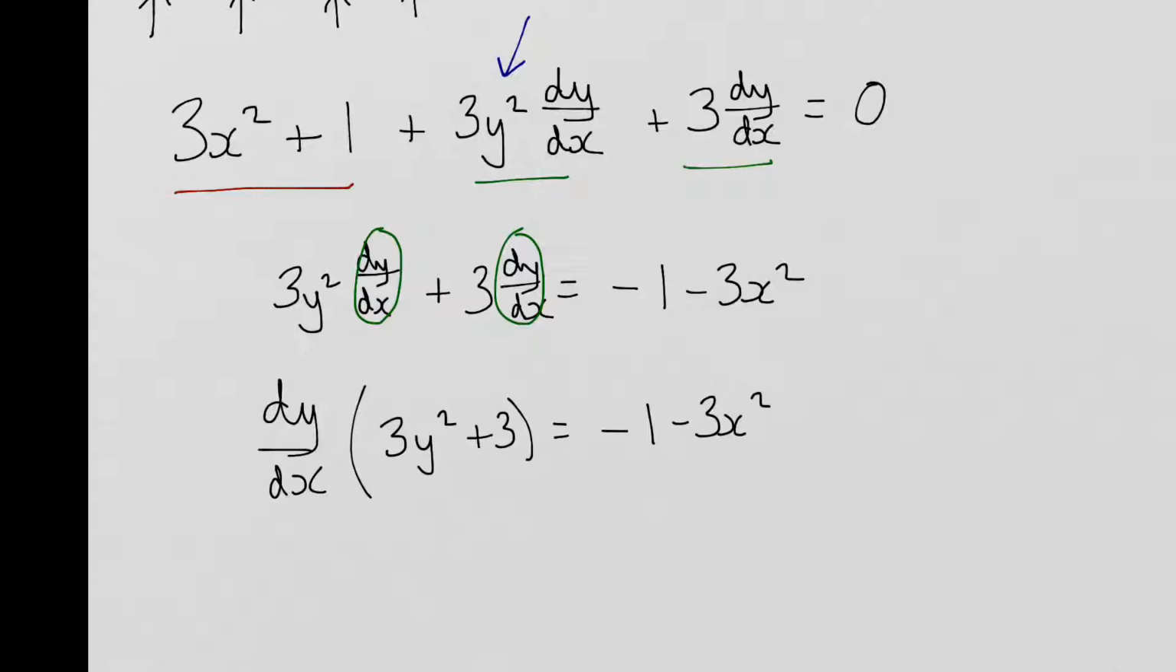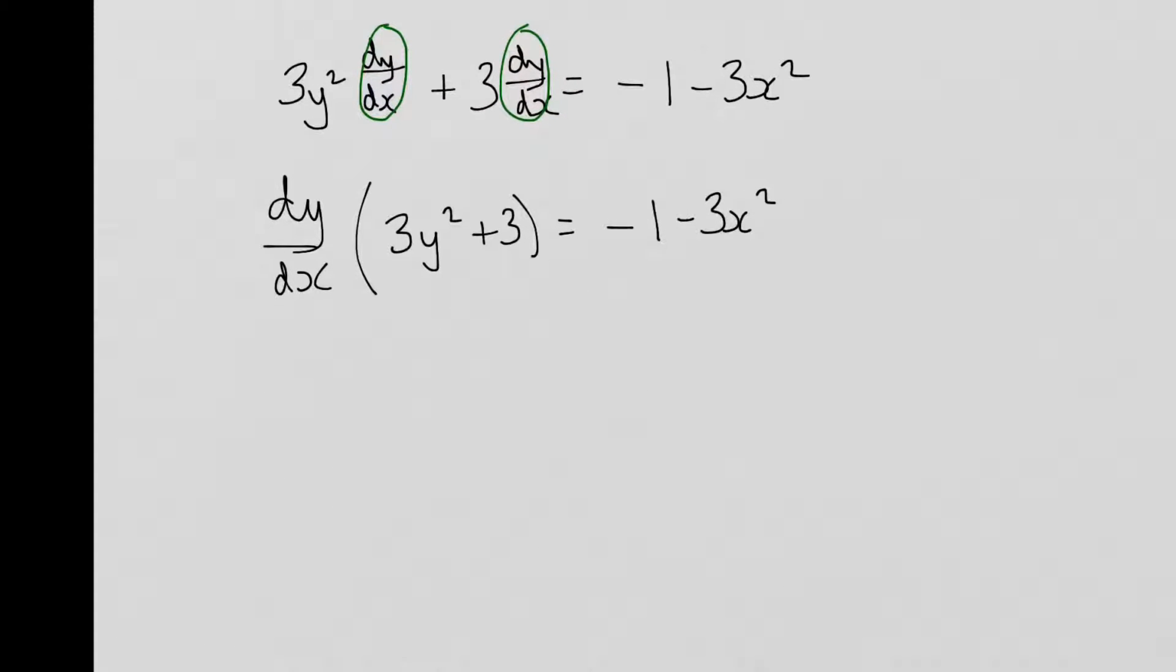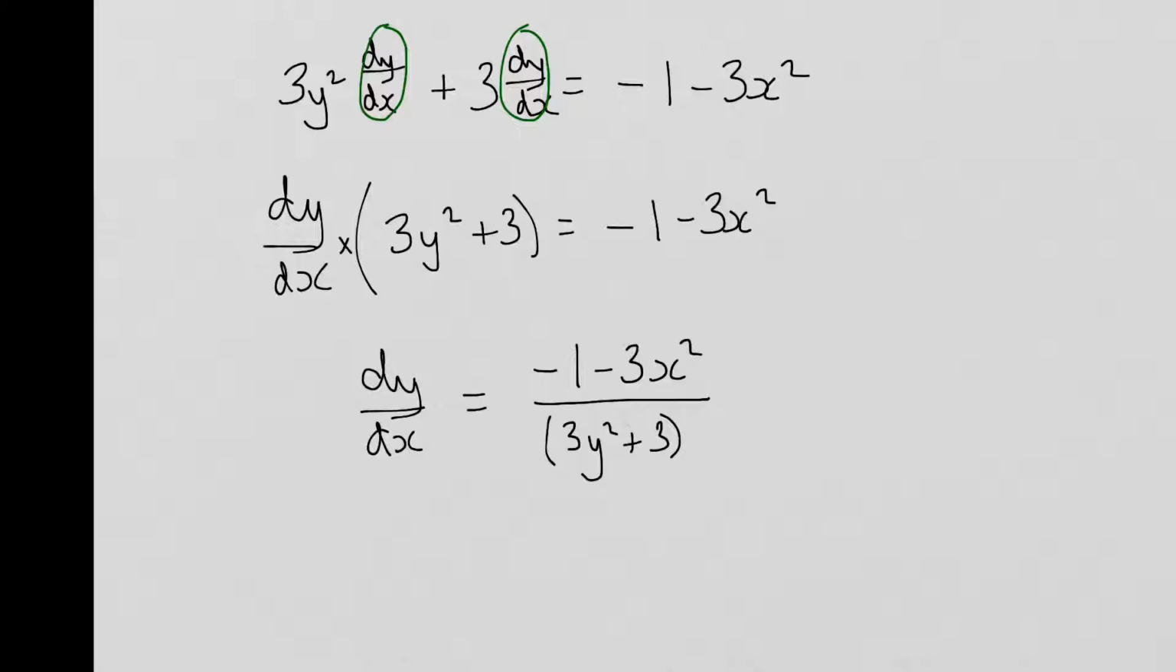You can probably see what I'm going to do now. If I then just take my dy by dx and keep it there, where I'm multiplying by this bracket here, and I'm taking that over, I'm going to divide by it. And there you have it.